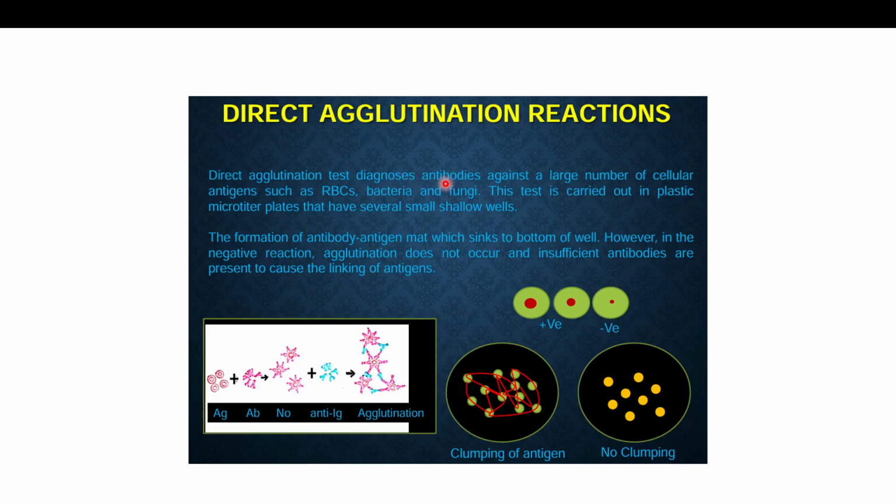it is used in test diagnostics for a large number of cellular antigens like RBCs, bacteria, and fungi. For blood group determination, also this is used. So this test is carried out in plastic microtiter plates that have several shallow wells. Formation of antibody antigen mat, which sinks to the bottom of the well, is an indication of the antigen being present inside the body. However, in the negative reaction, agglutination does not occur and insufficient antibodies are present to cause the linking of antigens.